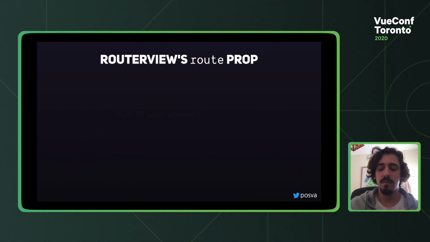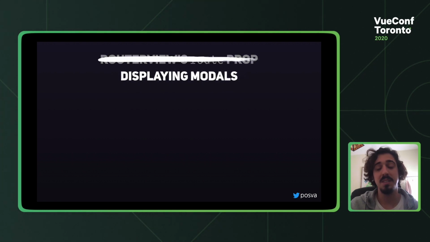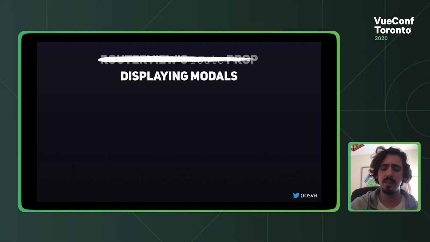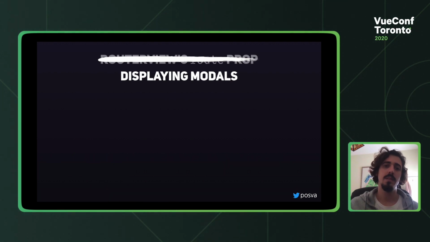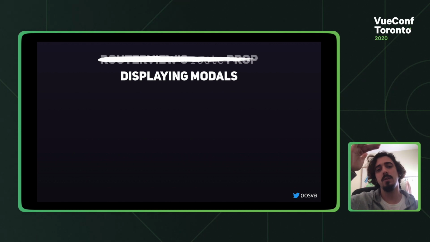Now, another change that has been awaited for a long time is the route prop. So I could refer to it as route prop, but nobody's going to understand exactly what I'm talking about. So I'm going to refer to it as displaying modals because that's the main use case that we want. Now, what is the actual use case though? The actual use case is you want to display something on the router view level that is different from the actual URL that you're at.